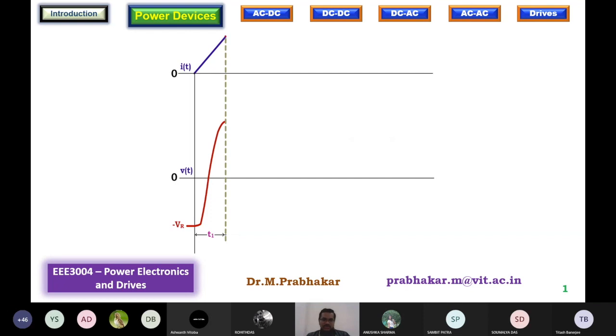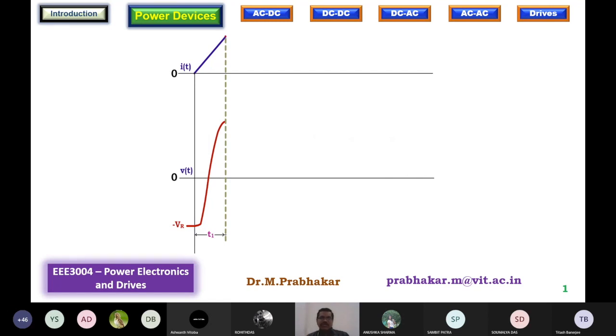Let's say power diode was the first device. In power diode, firstly, we will learn the construction. What is the structure of the power diode? How is it constructed? That will be the first point. Second point will be the physics of operation. How does the device operate? And third point will be the VI characteristics of that power device. Fourth will be the switching characteristics. So these are the four things that we will learn with regards to any power device in module 1.